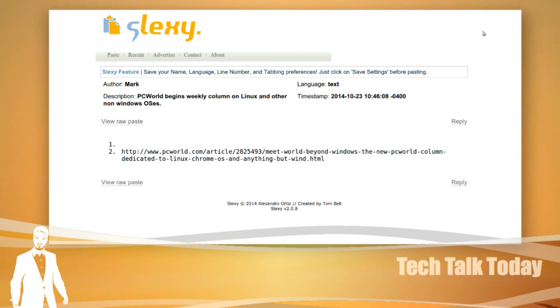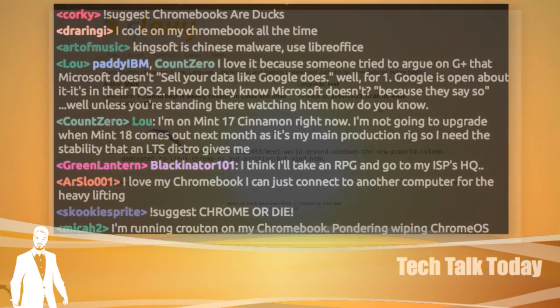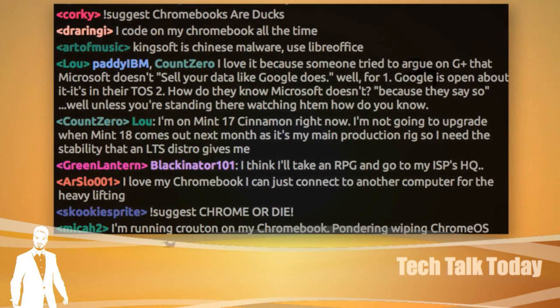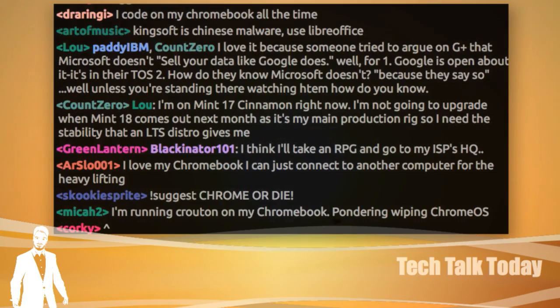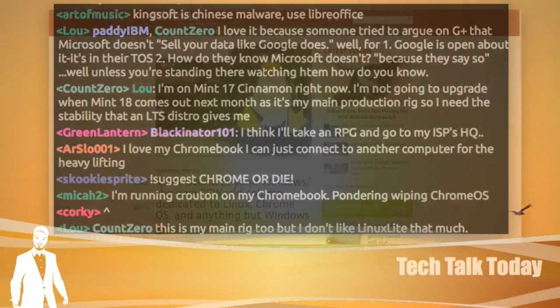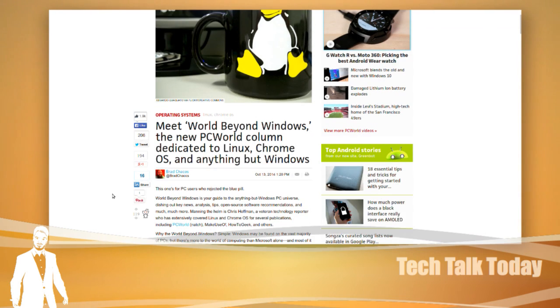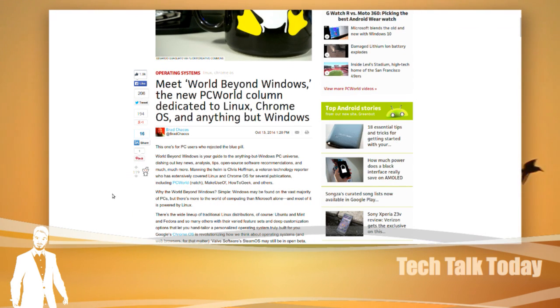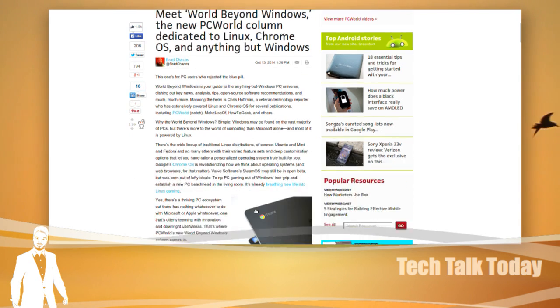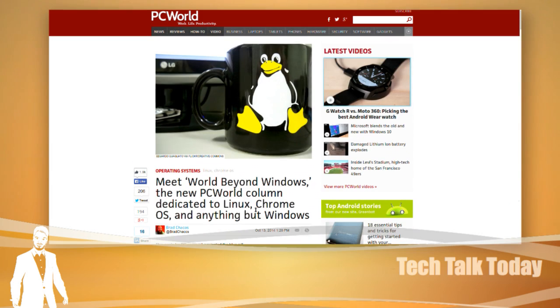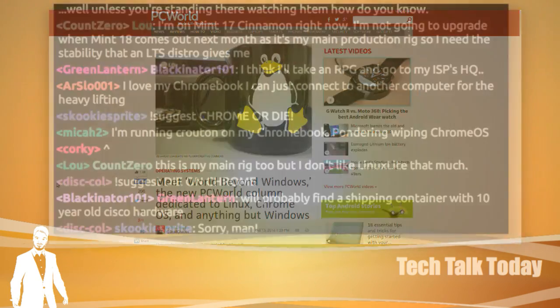Now, Eric, I think you were checking this out. Did you have a chance to read anything they've published yet? Yeah, I took a look at it, and basically it's a new column just for anything but Windows. Yeah, here's how they say it: World Beyond Windows, the new PC World column dedicated to Linux, Chrome OS, and anything but Windows. I was kind of disappointed in the same way. There are a few things in there that are worthwhile, but it hasn't been super amazing yet. But it's definitely one to keep an eye on.